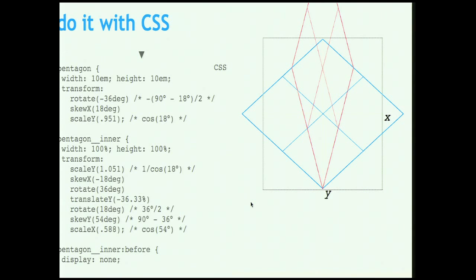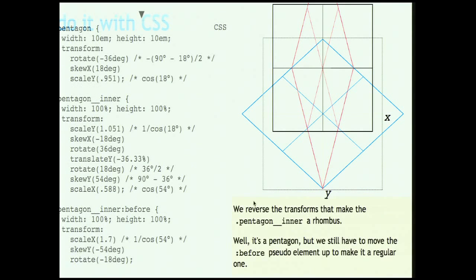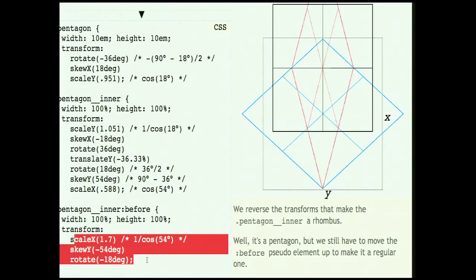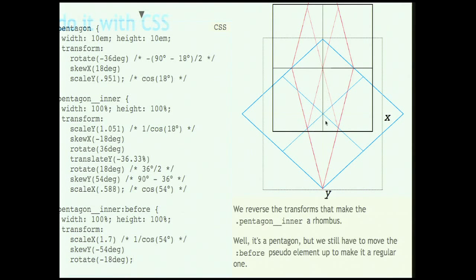And now all I need to add is the square. And the square has the center in the center of its parent. And of course, I undid the transforms from the parent. But this looks wrong because while it's a pentagon, it's not a regular pentagon, and we have to move it up a bit.